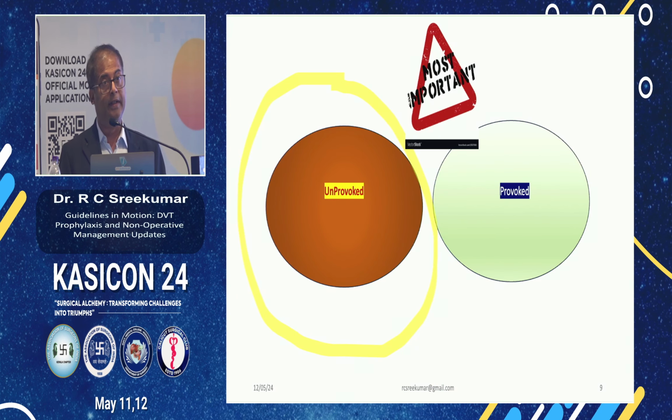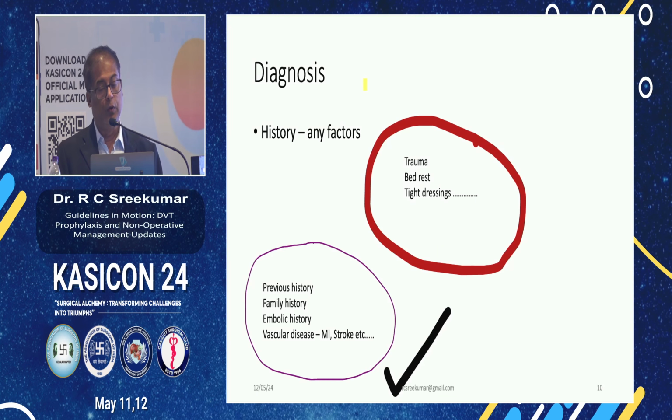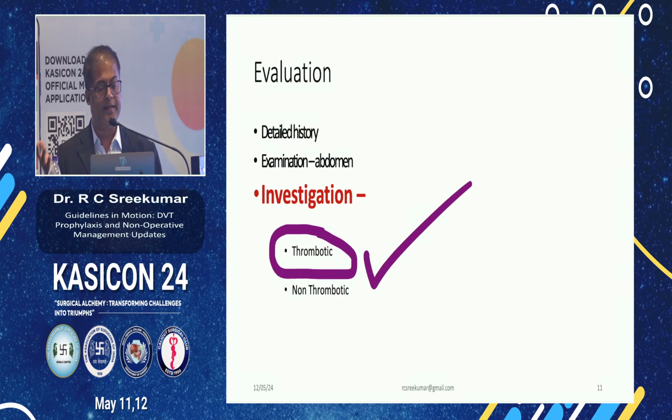The most important thing we have to identify is whether the patient is thrombotic or non-thrombotic, unprovoked or provoked. That is the most important thing in deciding what type of treatment is needed. If the patient develops DVT after trauma or bed rest or tight dressings, that is a provoked one. Also look at the previous history or family history of any DVT or any vascular disease in the patient.